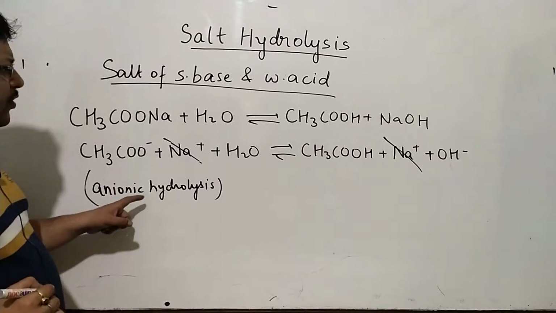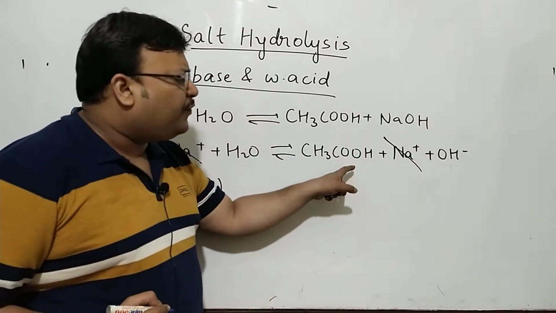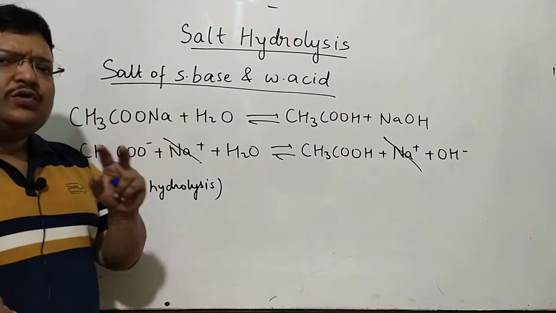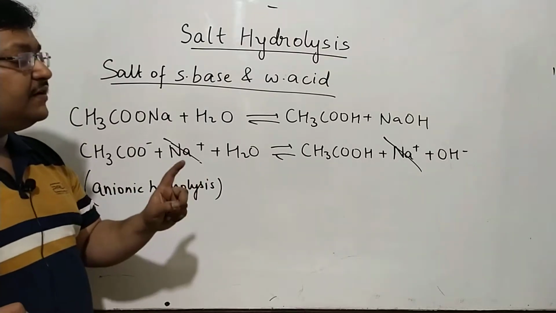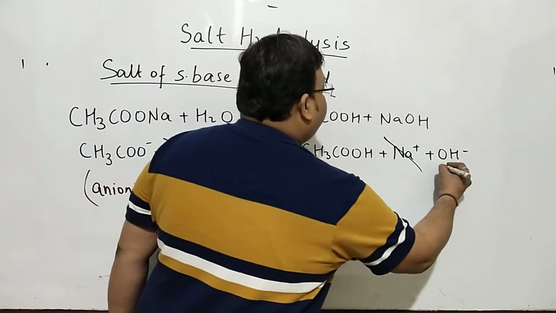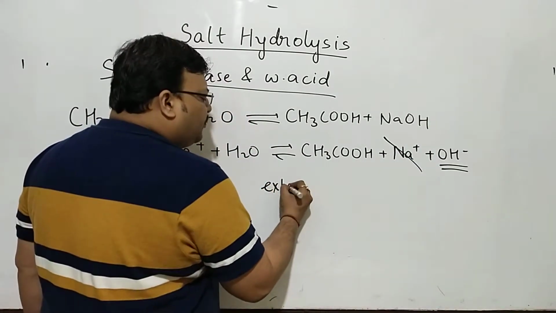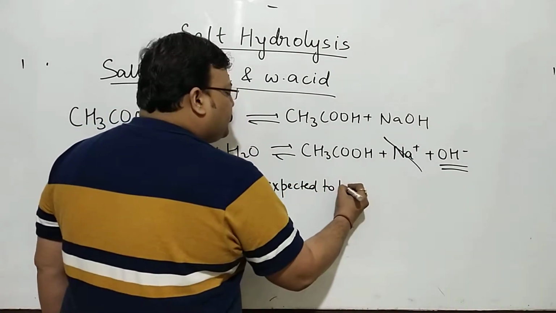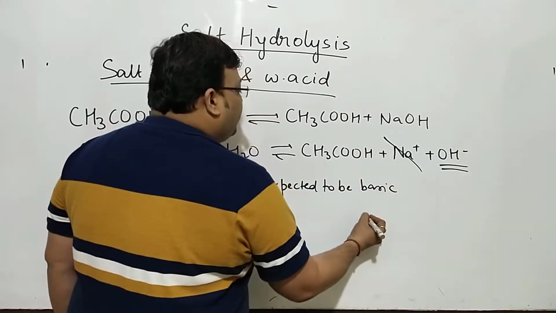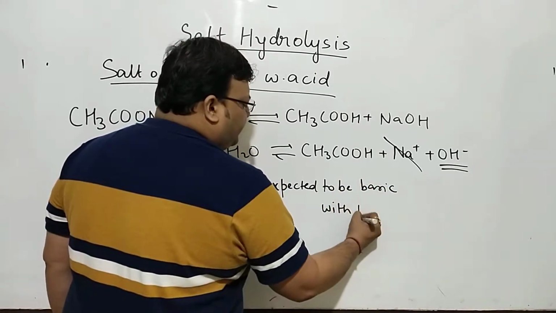You see the anion on hydrolysis giving you a weak acid and OH minus. Two things, anion gets hydrolyzed and it's OH minus in the solution. So naturally, it's expected to be basic. The solution is expected to be basic with pH more than 7.